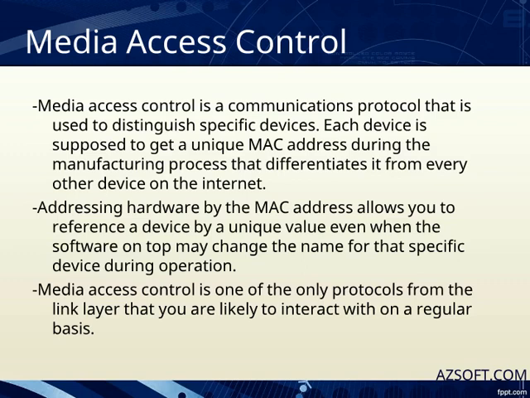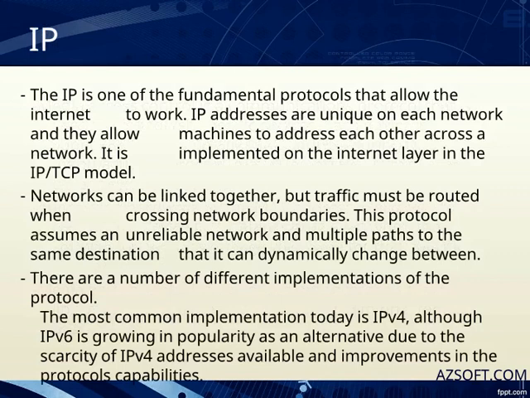The IP is one of the fundamental protocols that allow the Internet to work. IP addresses are unique on each network and they allow machines to address each other across a network. It is implemented on the Internet layer in the IP/TCP model. Networks can be linked together, but traffic must be routed when crossing network boundaries. This protocol assumes an unreliable network and multiple paths to the same destination that it can dynamically change between.